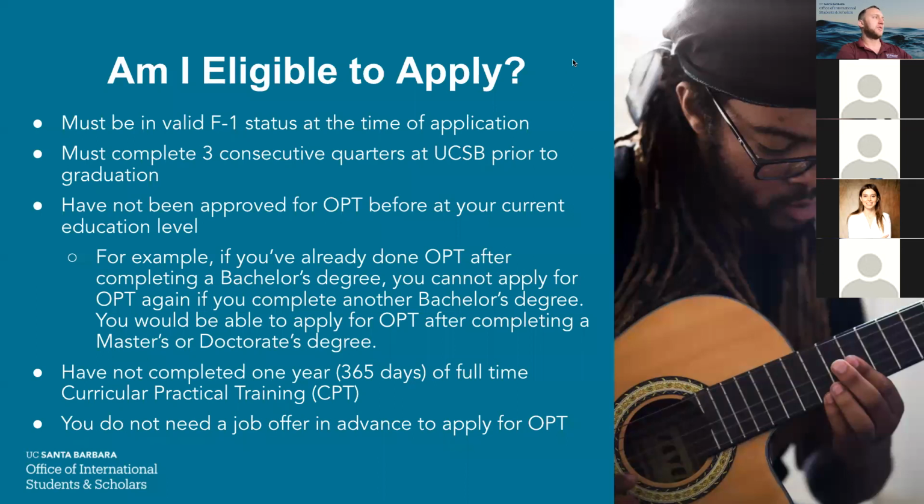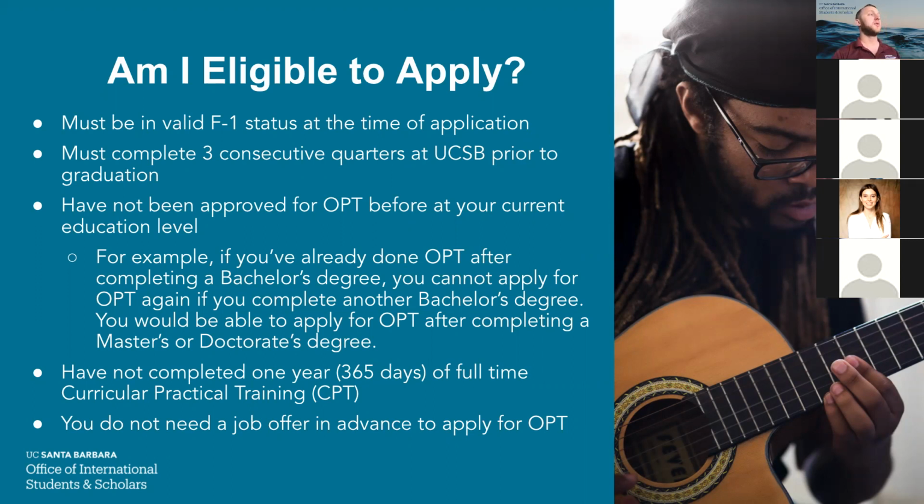Am I eligible to apply? You must be in valid F1 status at the time of application, and you must complete 3 consecutive quarters at UCSB prior to graduation. So if you are a senior and you're considering a leave of absence, that's definitely something to consider, because when you come back, you might be required to participate in 3 consecutive quarters before you can apply for OPT.